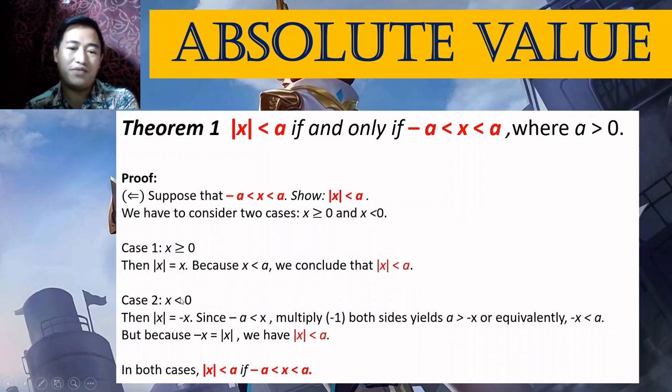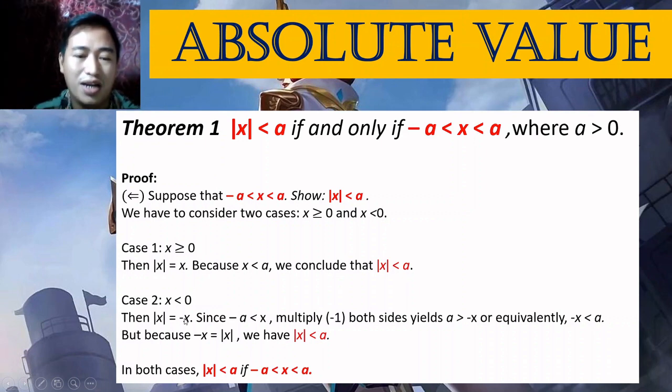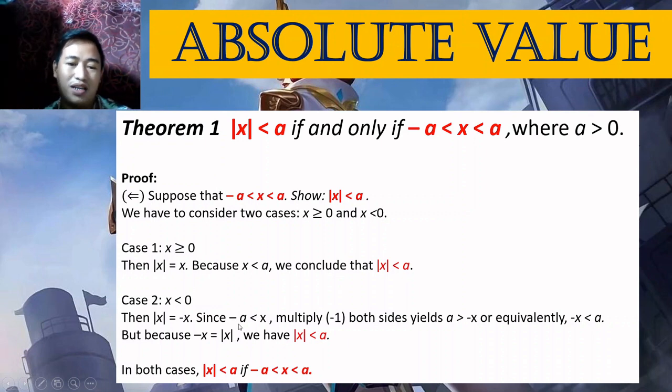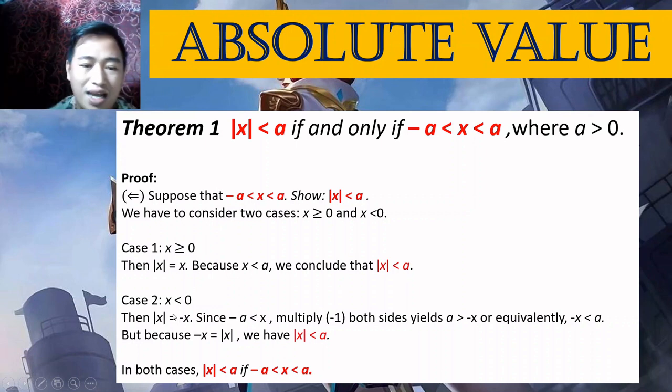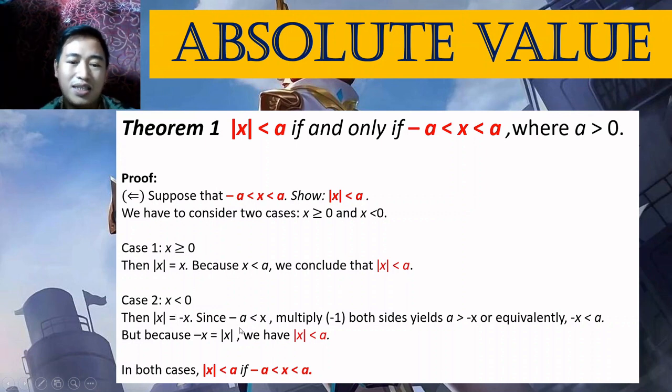Another case. If x is negative. So, if x is less than 0, then, class, the absolute value of x equals negative x. Right? So, it is negative x, the second case of the absolute value of x, according to the definition at the start. So, since negative A is less than x, where is that from? From this part: negative A is less than x.